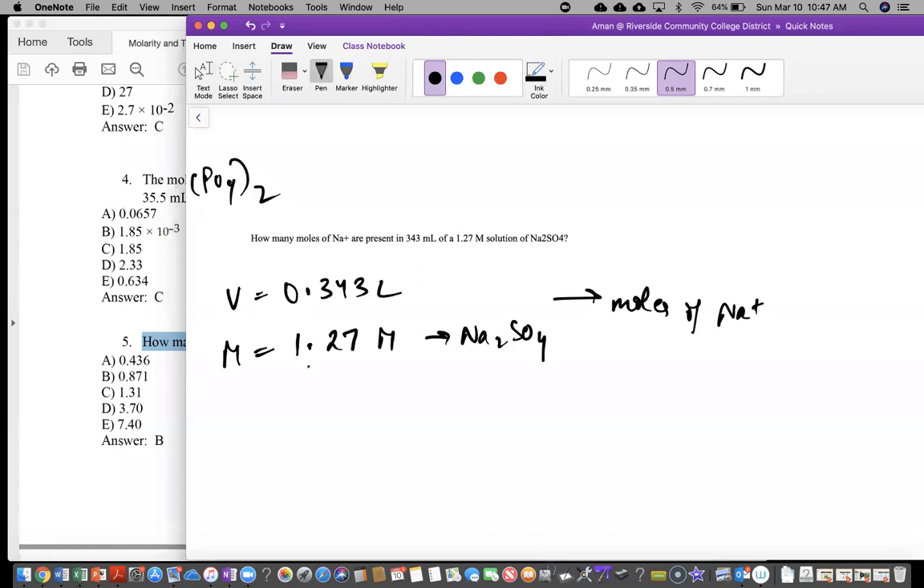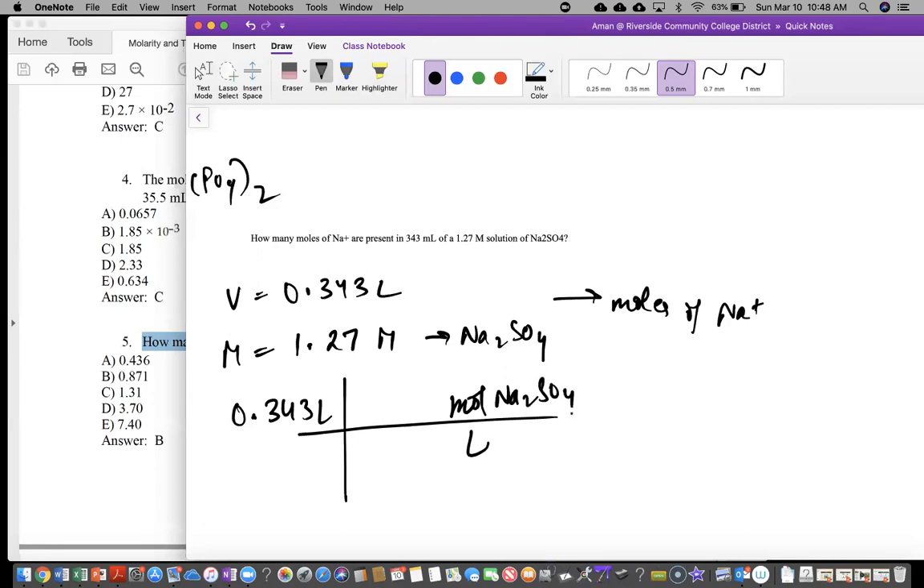For volume and molarity, Steven, do you think you can find the moles from here? Moles of Na2SO4? Right, so you'll be able to find moles of Na2SO4, and then you just do mole-to-mole ratio. Yes, exactly. If we start this problem, we start with volume first. Remember, we never start with molarity. We start with volume, and liters is here. Moles go up here. This is for Na2SO4.